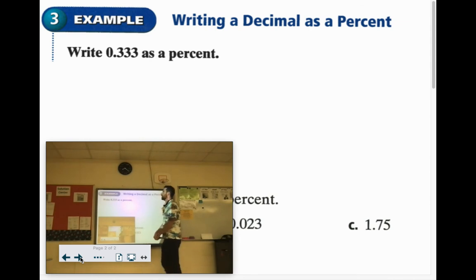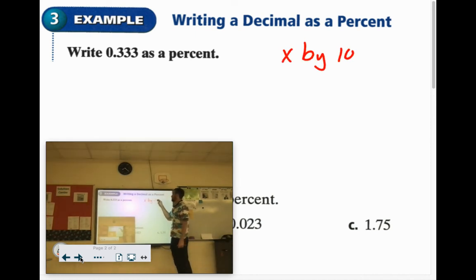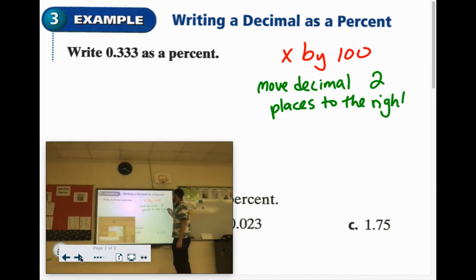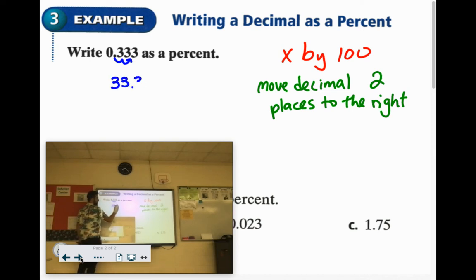Not bad yet. Write 0.333 as a percent. You have two options. Multiply by 100, or move the decimal two places to the right. Either way will get you the correct answer. So either hit times 100 in your calculator, or just move the decimal 2 places to the right. It becomes 33.3%.